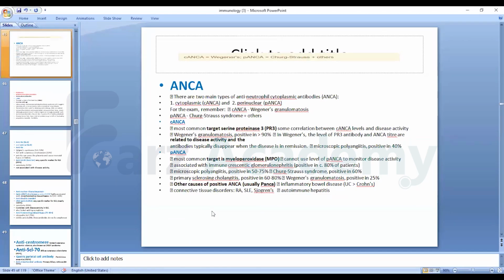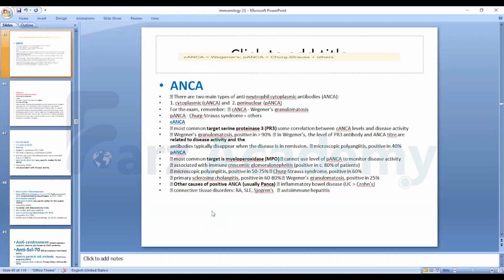So coming to a few antibodies which are important for your exam. ANCA: these are the two main types of anti-neutrophil cytoplasmic antibodies. One is C-ANCA, that is cytoplasmic, and second is P-ANCA, that is perinuclear. For the exam, remember C-ANCA is in Wegener's granulomatosis and P-ANCA is positive in Churg-Strauss syndrome, plus a few others. The most common target of C-ANCA is serine protease 3, so PR3 and C-ANCA for Wegener's granulomatosis.